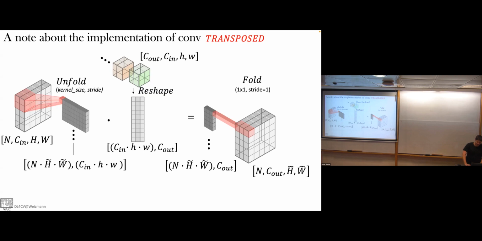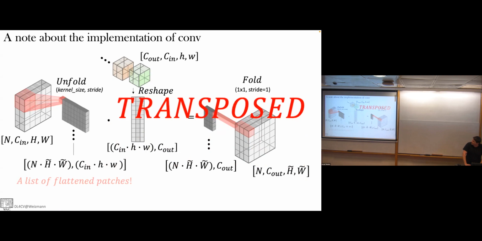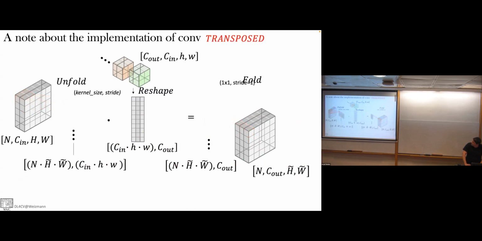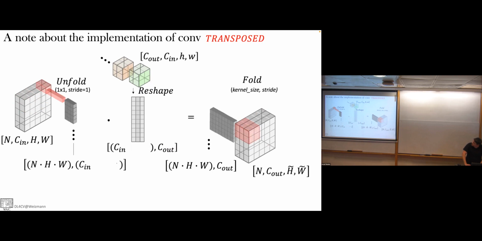Okay. One comment about what happens when we want to do transposed convolution and not convolution. So what you do is you just switch the sizes. So now you do unfold with 1 by 1, and you do the fold with the kernel size and the stride. So think about it when you do transposed convolution. So here is just simply like a reshape, because remember in transposed convolution you take every value and you spread it, but you're only looking at one value.